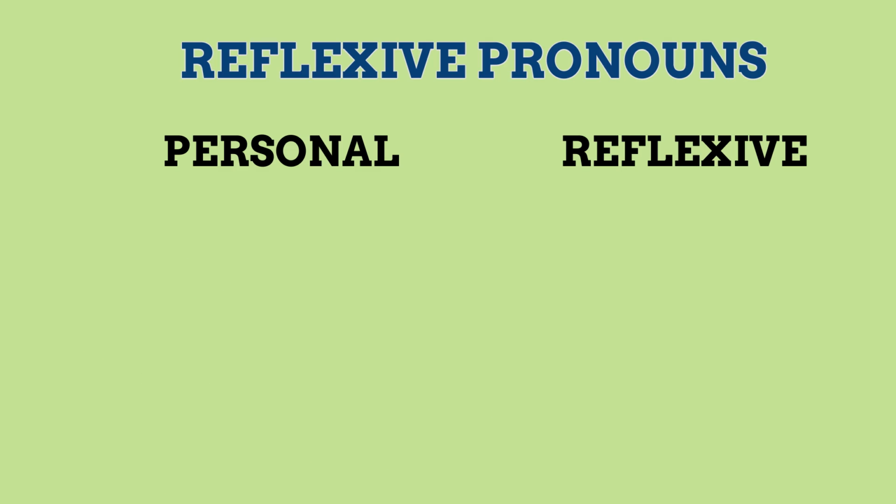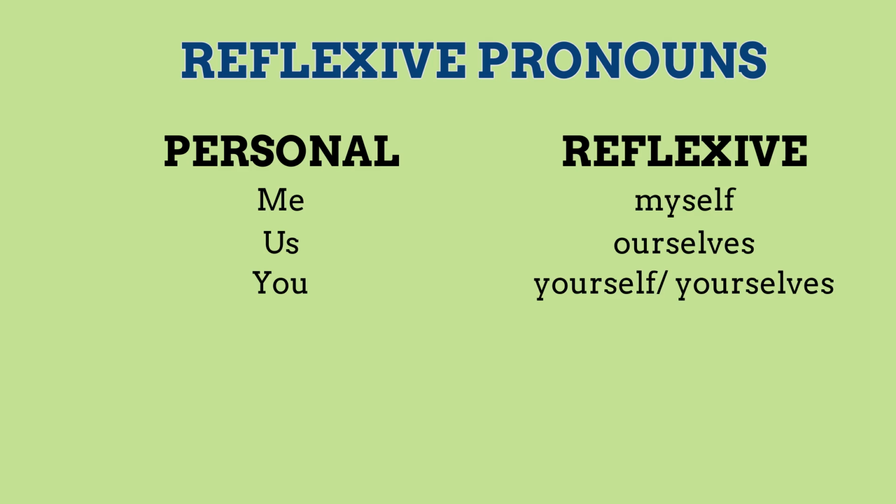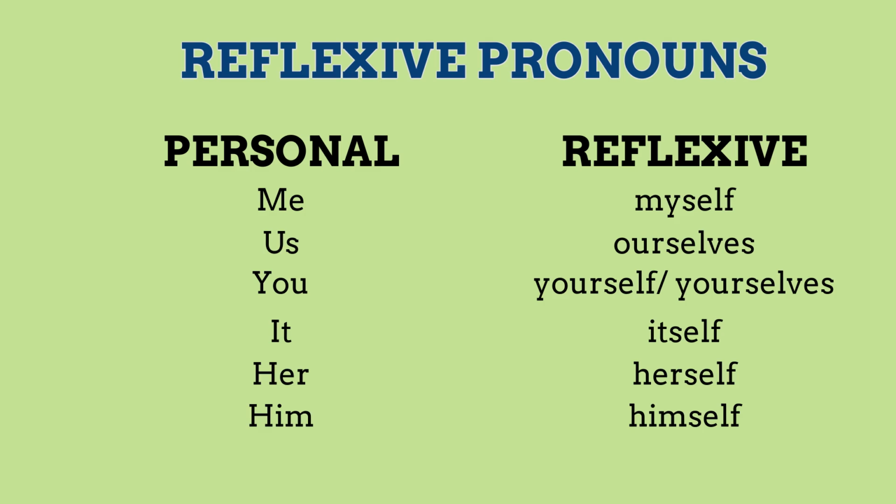Now let's compare reflexive pronouns with personal pronouns. So, me becomes myself, us becomes ourselves. You becomes yourself in singular form and yourselves in plural form. It becomes itself, her, herself, him, himself, and them becomes themselves.